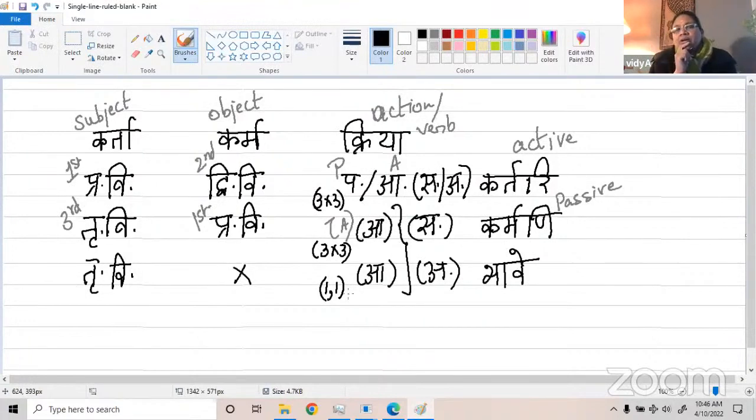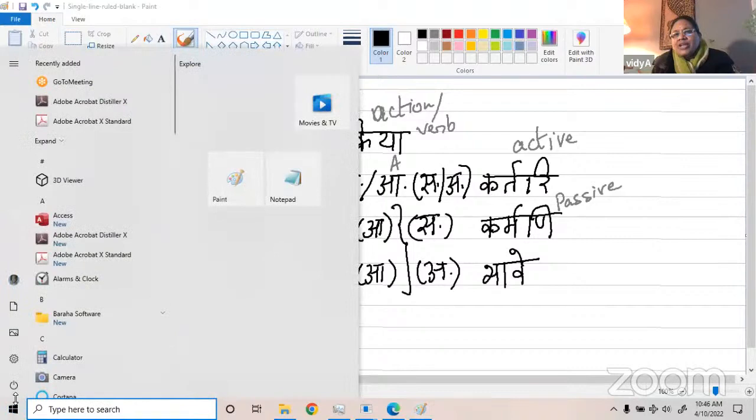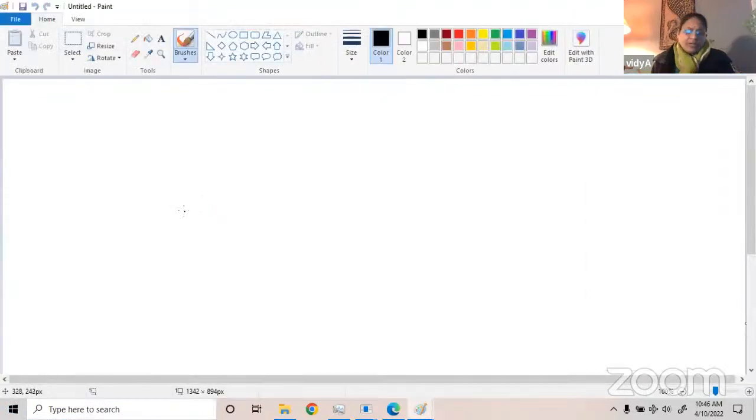So what about the instrumental in Ramaha hastena khadati? What happens to that? Hastena remains the same. Ramaha hastena khadati, Ramena hastena khadyate. We will look at a few sentences, and that way we will be able to see how the conversion happens between one form and the other.